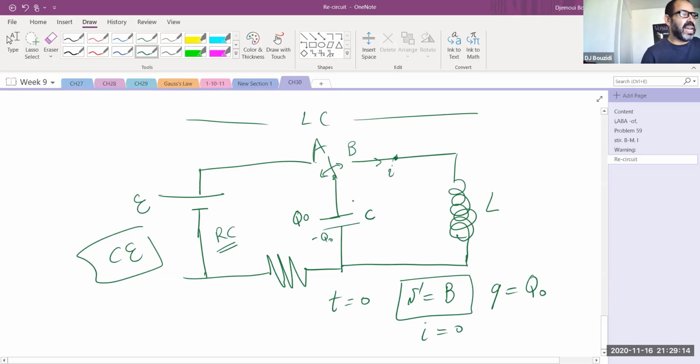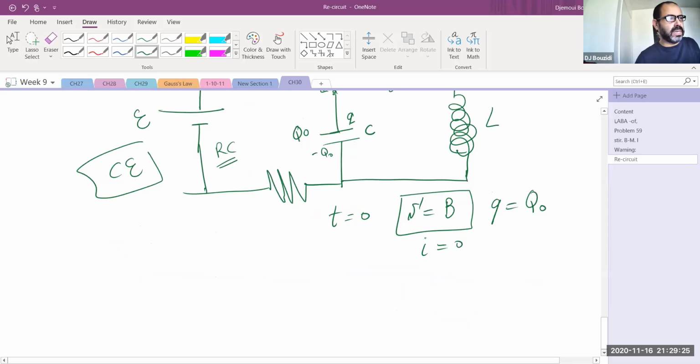We have at any later time Q charge sitting on the capacitor, because it was Q naught, but it's going down less and less as a function of time. So we want to find this charge and we want to find this current. So that's basically what the problem is. So we're going to use Kirchhoff's rules.